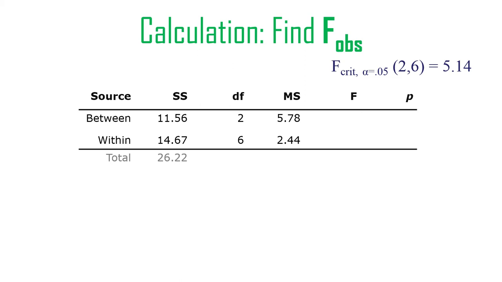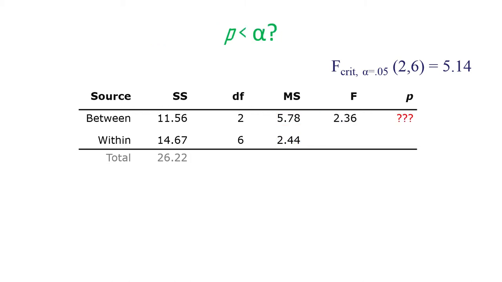But we start to care right now because we calculate F. This is our observed F value, and we do mean square between divided by mean square within. So 5.78 divided by 2.44, you get 2.36 if I did this right. And at this point, we need to find out the p-value. Now, there's an easy way to find out the p-value, and that easy way is R.